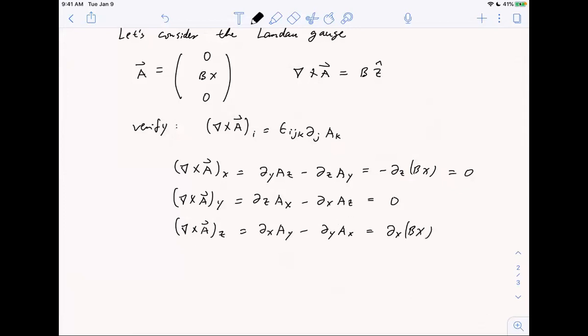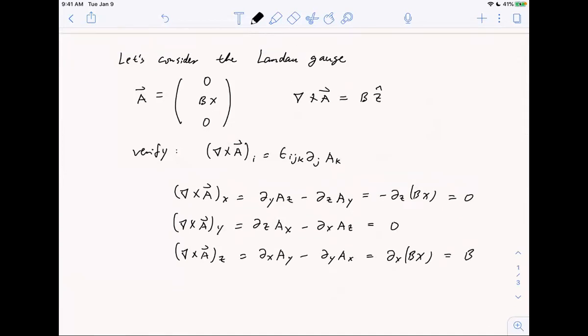The x component is 0, so you have b. So you get the z component to be b. So you verify this. Another choice is you can also use negative by, and you do the same thing, you get exactly the same result. Either way is fine.